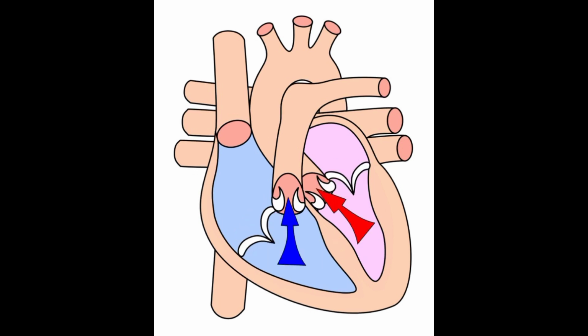Ventricular diastole is the relaxation of the ventricles. The volume of the ventricles increases, the pressure inside them decreases, and the blood is received in them from the atria. This event is followed by ventricular systole, which is the contraction of the ventricles. In this phase, the volume of the ventricles decreases, the pressure inside them increases, and the blood flows out of the ventricles.